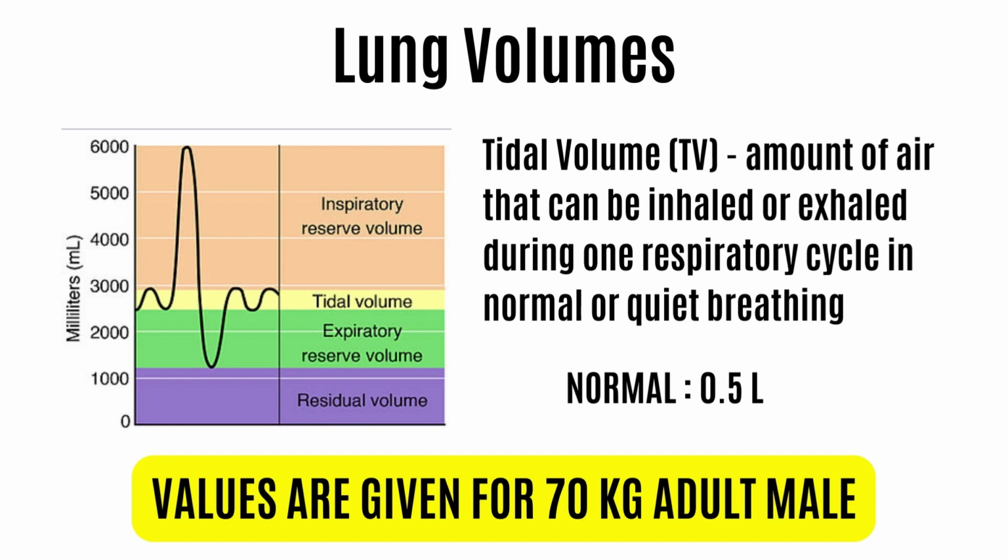The first lung volume is tidal volume. Tidal volume or TV is the amount of air that can be inhaled or exhaled during one respiratory cycle in normal or quiet breathing. The normal value of tidal volume is about 0.5 liters.